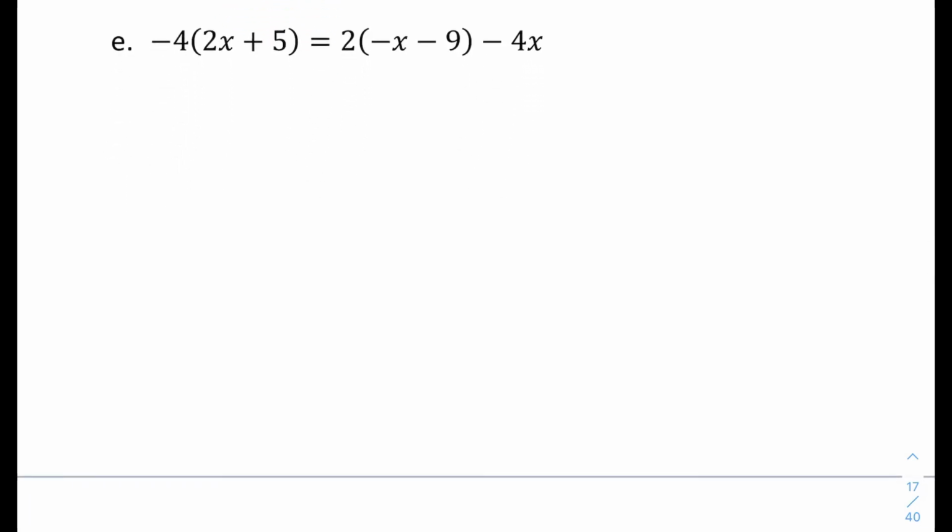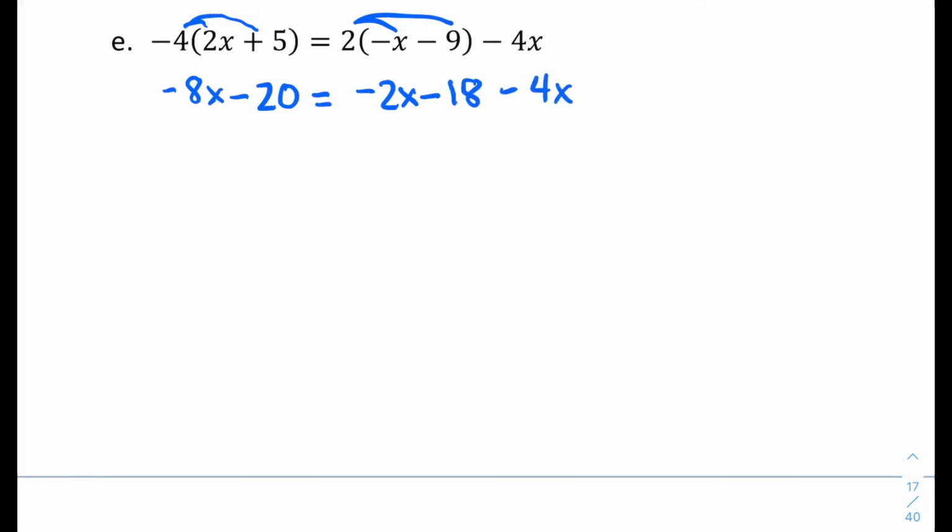On E, I have a lot of distributive property here, so I need to go ahead and multiply my -4 times 2x plus 5 and my 2 times my negative x minus 9, which is going to give me that result. And then I'm going to work on, since on the right-hand side I have like terms, I'm going to go ahead and combine them. They aren't on different sides of my equation, so I'm literally just doing negative 2x minus 4x and getting negative 6x.